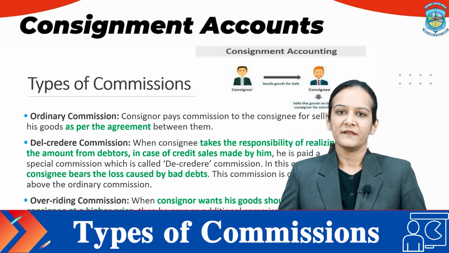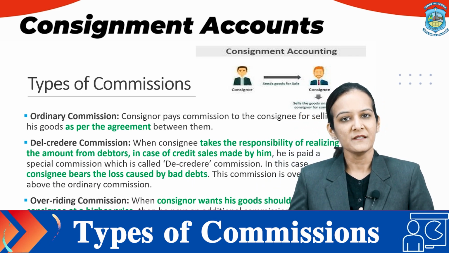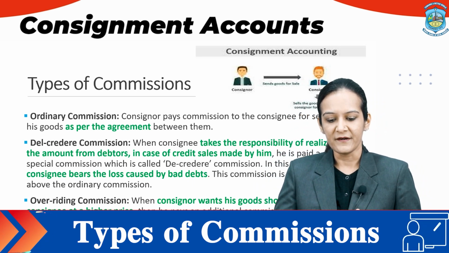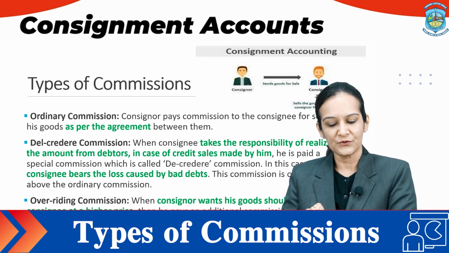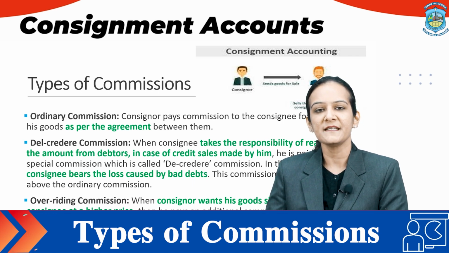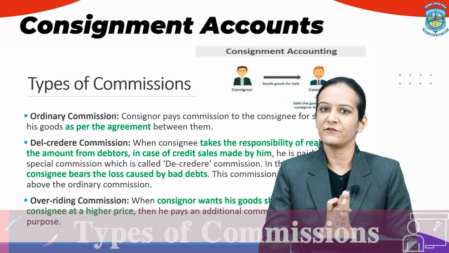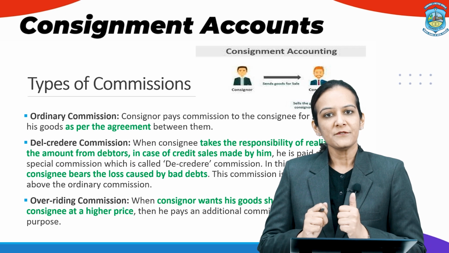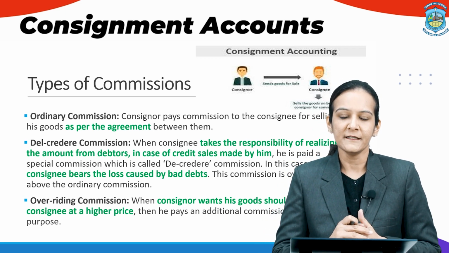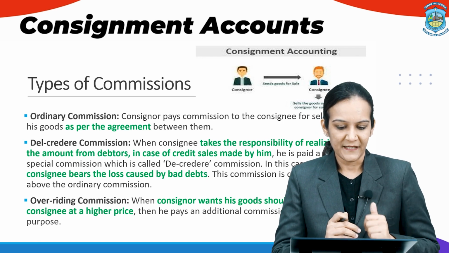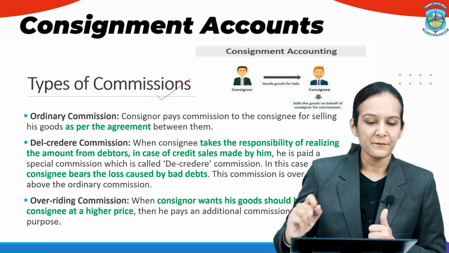Now we know that consignment accounting is an arrangement where the consignor is sending the goods, transferring the goods to the consignee, and the consignee is selling the goods on behalf of the consignor. And when he is selling the goods to the customers on behalf of the consignor, he is obviously charging something, and that amount is known as commission.